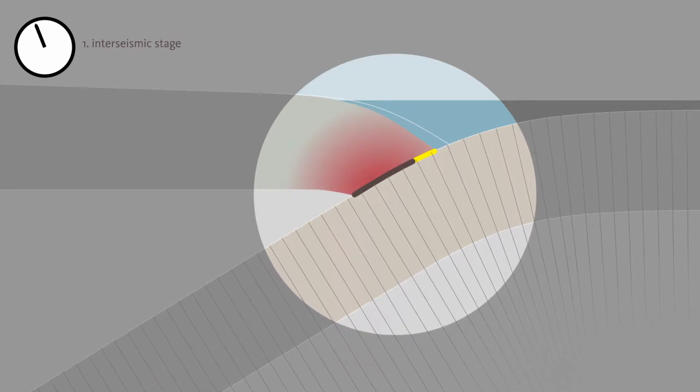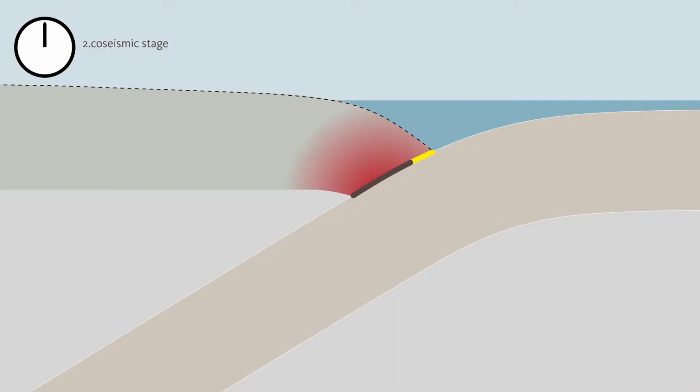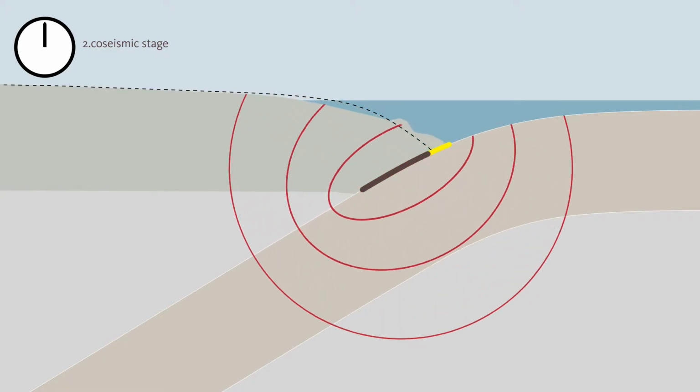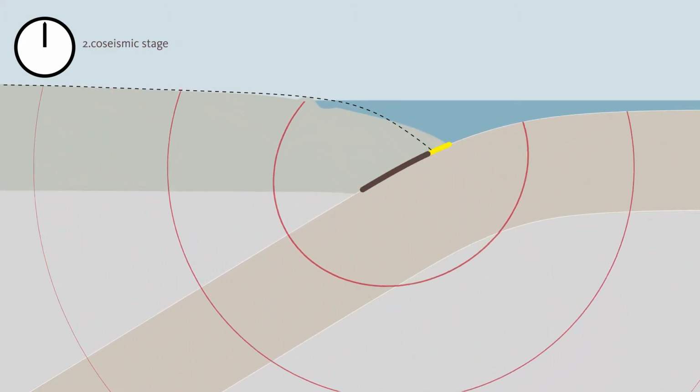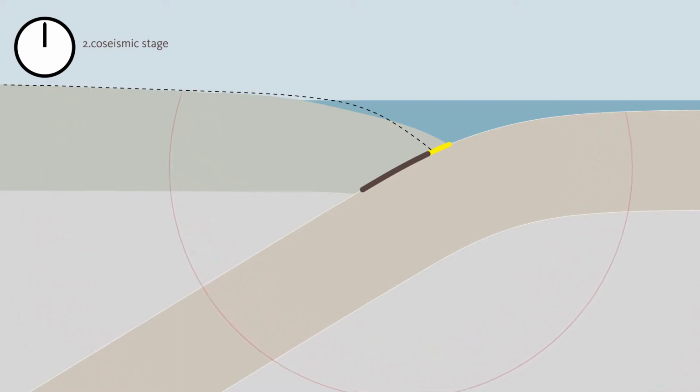The earthquake happens at 12 on our clock. At this point, stresses become so high that the plate contact breaks, and the 2 plates slip rapidly past each other. This rapid slip produces seismic waves that propagate away from the fault and may cause damage in the region nearby.